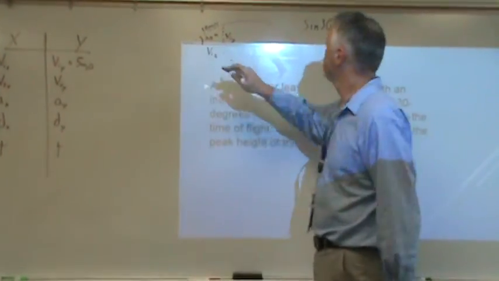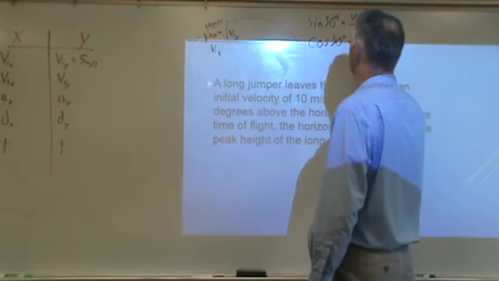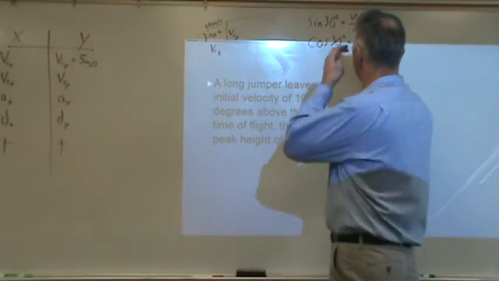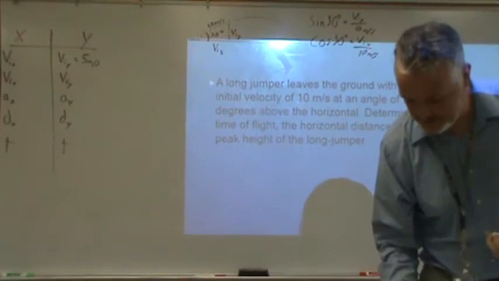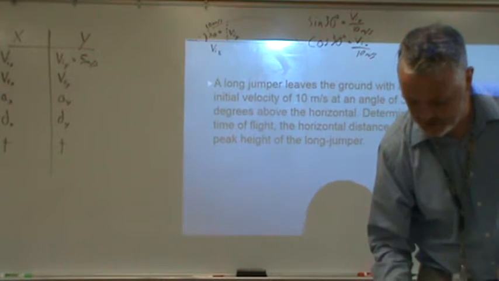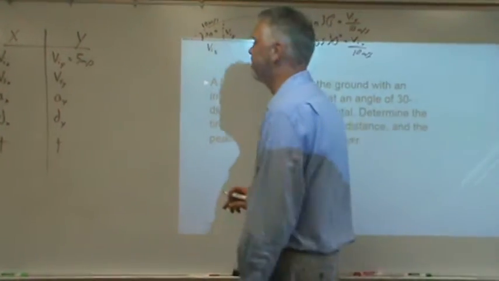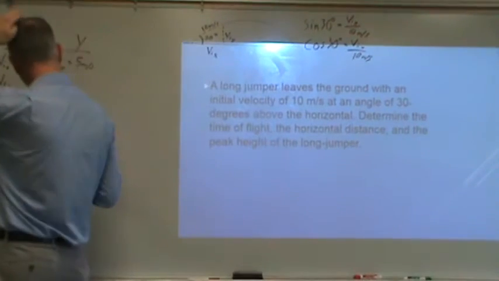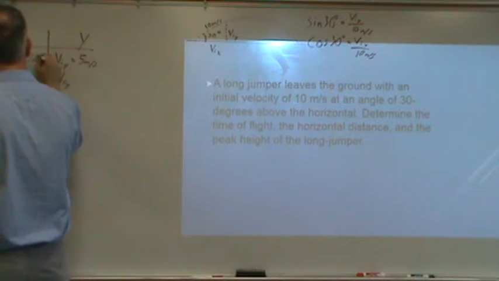Adjacent. I can use cosine of 30 degrees equals adjacent, VIX, over hypotenuse, 10 meters per second. Cosine of 30 times 10 gives me 8.7. It's 8.66. We call it 8.7. So my VIX, 8.7 meters per second.